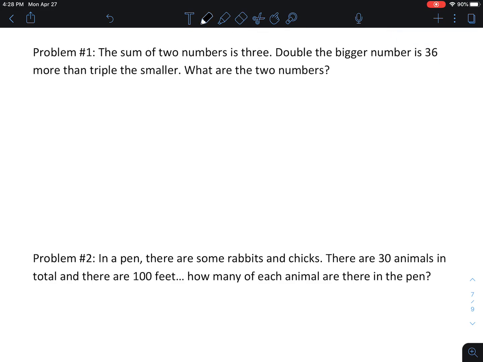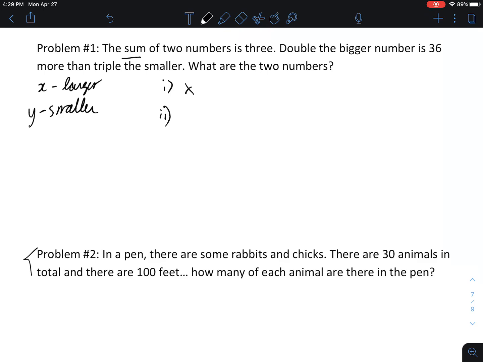And now I think I have a few more to look at, 2 more here. This one is about the sum of some numbers, and it says the sum of 2 numbers is 3. So let's say x is the larger number, or the bigger one, and y is the smaller one, because it talks about bigger and smaller. Double the bigger is 36 more than triple the smaller. What are the 2 numbers? So you might try and pause it here, write your 2 equations, and see if you can get the answer. What's x, what's y? And you might even try this one as well, and then I'll go through the answers for those.